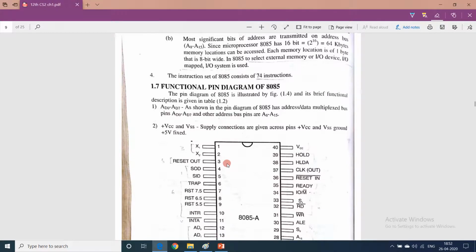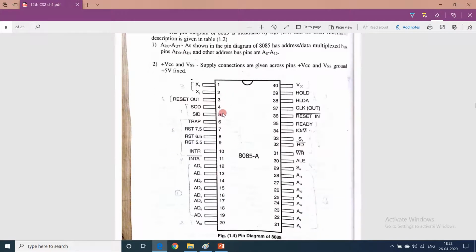Now we will start with the functional pin diagram of 8085. We will see the function of each pin of 8085. There are a total of 40 pins, 20 on one side and 20 on the other side, out of which these 8 pins are for the multiplexed address and data bus, AD0 to AD7, from pin 12 to 19. You have to learn it in sequence, okay?